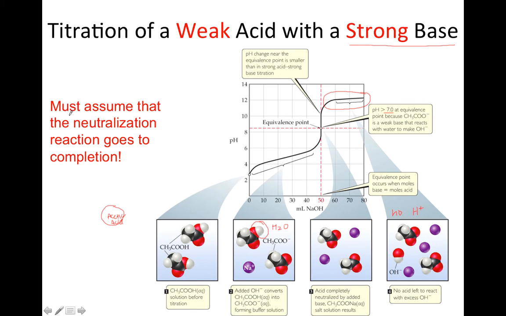We have to assume that the neutralization reaction goes to completion. That means that we assume that no acetic acid is being reformed. We assume that the reaction goes in towards this fourth panel and stays here. We assume that there's no backwards movement.